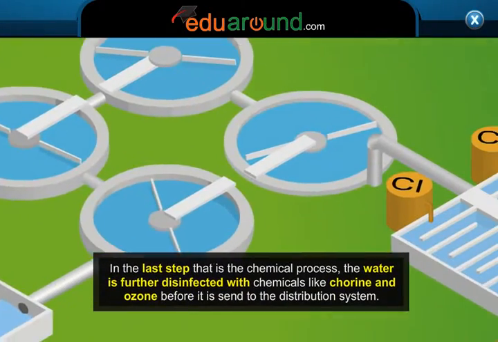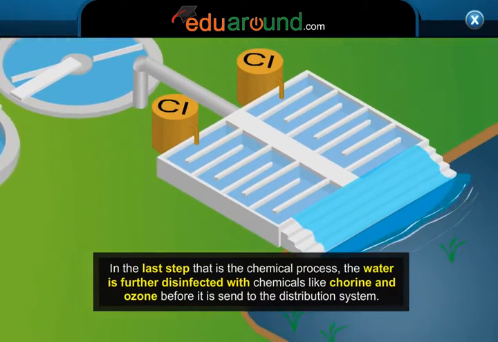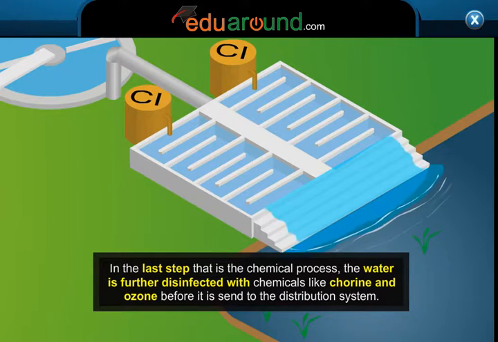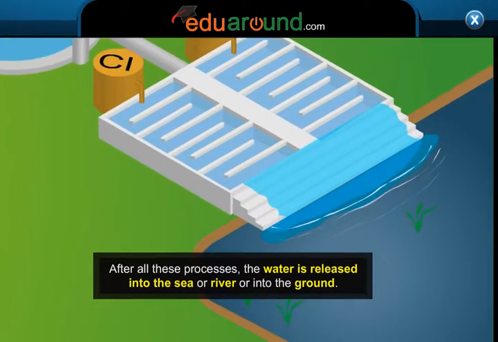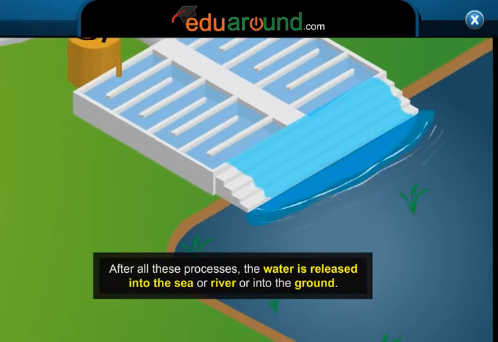In the last step, that is the chemical process, the water is further disinfected with chemicals like chlorine and ozone before it is sent to the distribution system. After all these processes, the water is released into the sea or river or into the ground.